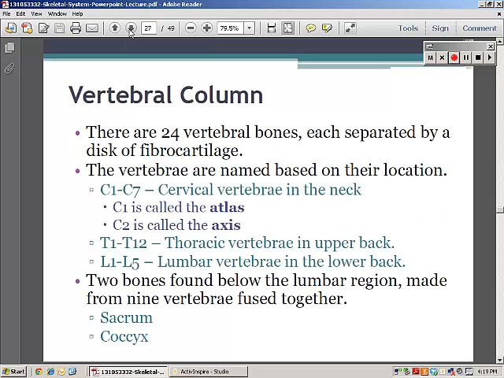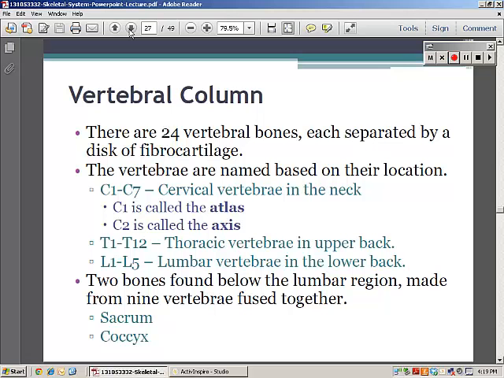All right, so let's talk about our vertebral column, because this is the next main segment of our axial skeleton. Your vertebral column is actually made out of 24 bones, but they're broken up into sections. The first section, we call our cervical section. It's in that upper region of your back and in your neck.